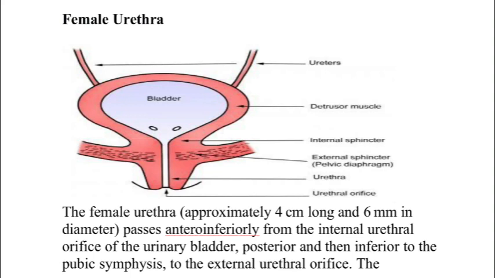You can see the female urethra right here in the diagram. The female urethra is about 4 cm long and about 6 millimeters in diameter, and it passes anterior-inferiorly from the internal urethral orifice of the urinary bladder, posterior and then inferior to the pubic symphysis, and it extends to the external urethral orifice. You can see all that in the diagram.